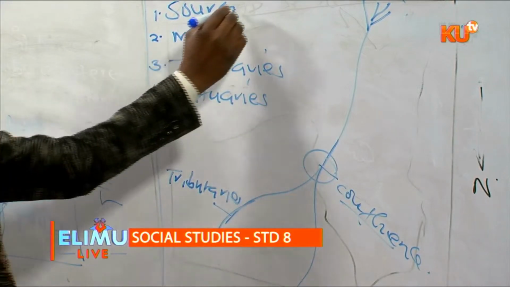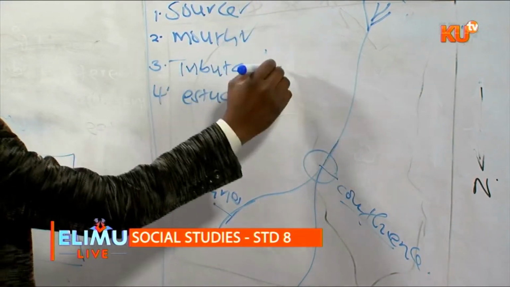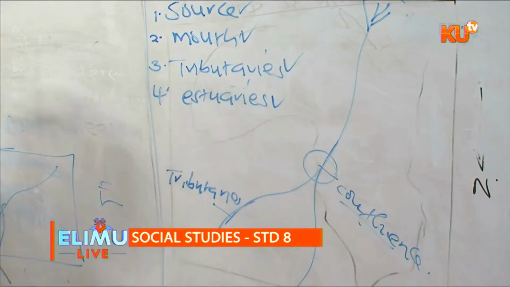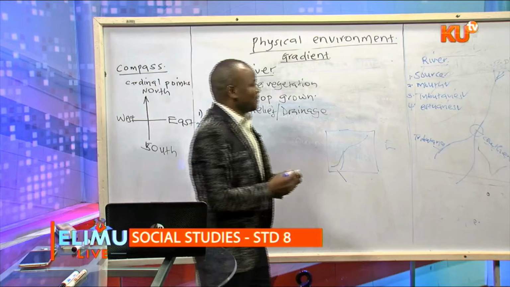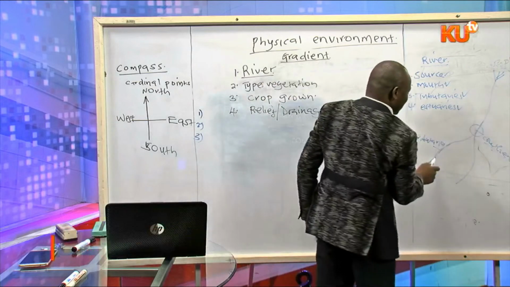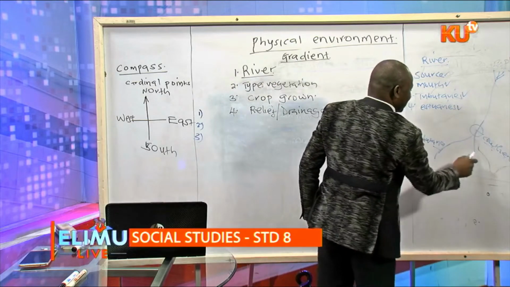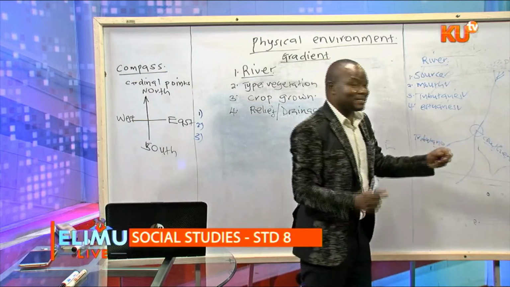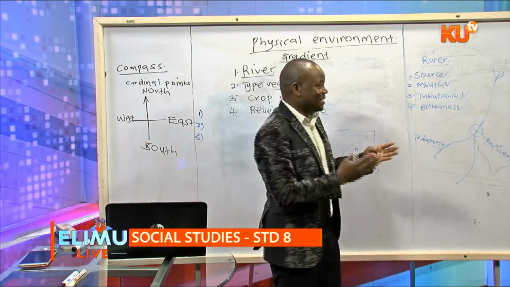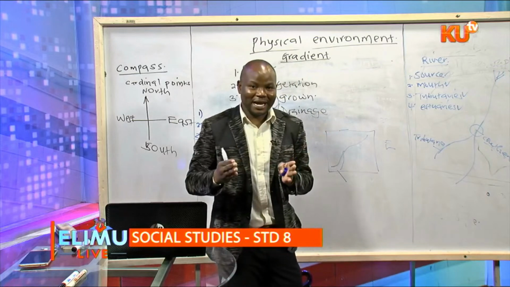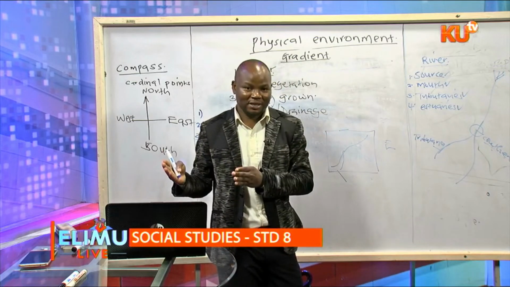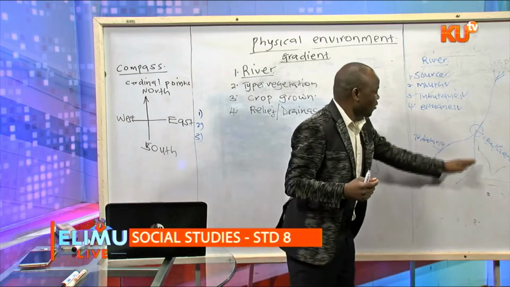So I've explained about the source, the mouth, the tributary, and an estuary. But you have different activities along the river. At this place, when the river now joins the main one, the river has a low volume of water. They can ask you within the map, which place has the lowest volume of water? It is at this place. Why?